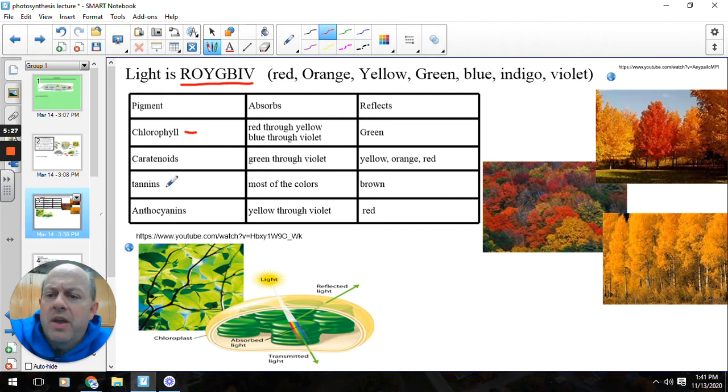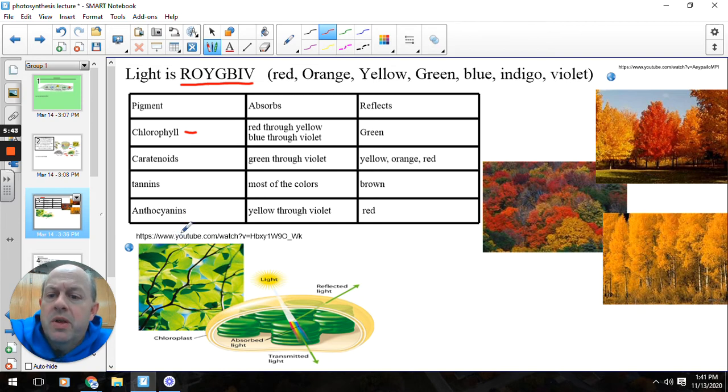Oak trees will have a lot of tannins, and so they absorb most of the colors, and what they reflect then is these brownish colors, and that's why oak trees a lot of times in the fall will just kind of have that kind of dingy brown color.